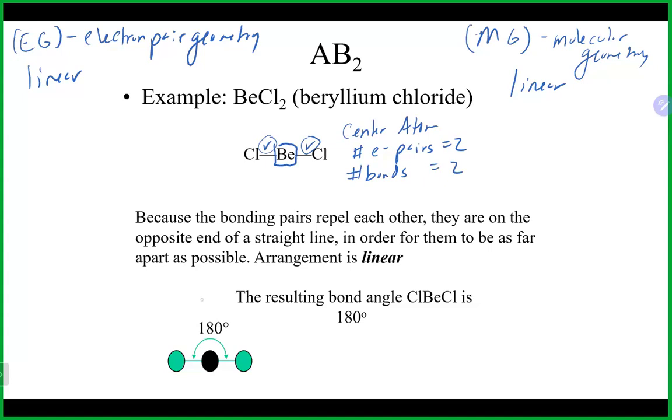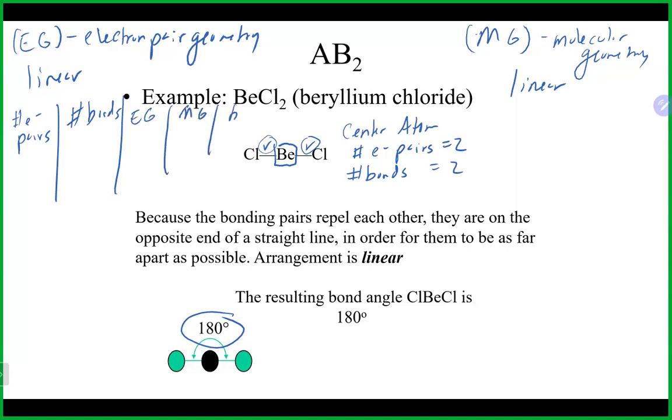Now, the bond angle here, which they want you to know, is 180 degrees. Again, if you want to make a chart as we're doing this or just for the future, these are the things that you want to think about when you look at the central atom. Number of electron pairs, number of bonds. That will give you an electron geometry. It'll give you a molecular geometry and a bond angle. So if you just make a little chart of those things, you'll be in good shape, and we'll see a chart towards the end as well.